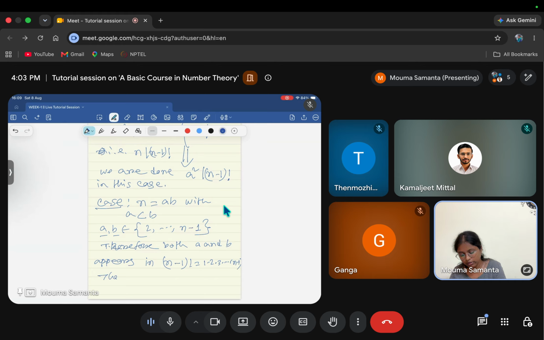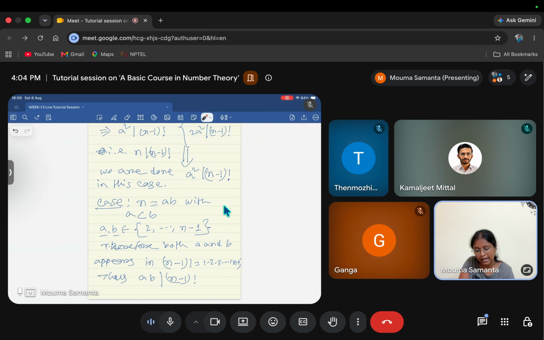So therefore, A times B divides (n minus 1) factorial. From this statement, A and B are both in this set. Why can we write that AB divides (n minus 1) factorial? Because in this product, somewhere A is sitting and somewhere B is sitting. So since A times B is present in this product, A times B divides (n minus 1) factorial.